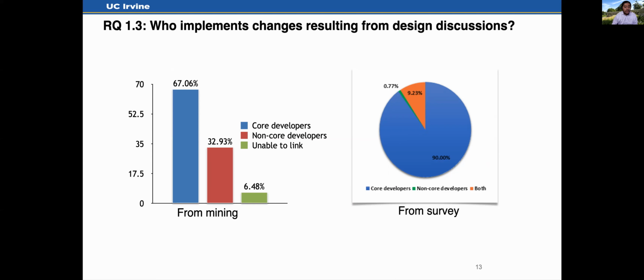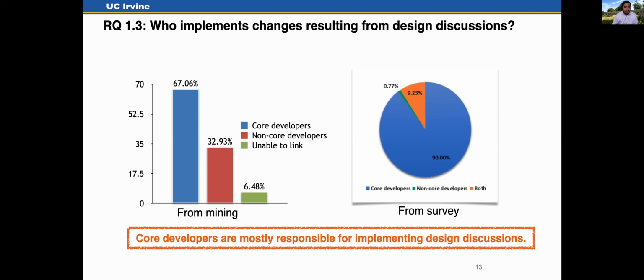To understand whether core developers are more involved in implementing design-related changes, we compared the mean number of design-related changes by core developers with that of non-core developers. The results show that the two groups are significantly different, with a medium effect size of 0.77 measured using Cohen's d. So in summary, our results from the survey also indicate similar results, showing that core developers are mostly responsible for implementing design discussions.